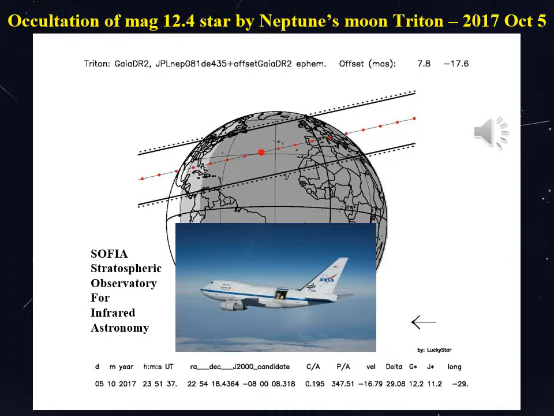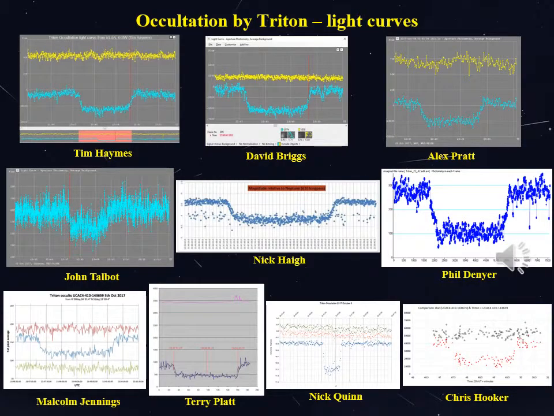The SOFIA Airborne Observatory was going to look for it, but I'm not sure how successful they were along the centre line. It's gone quiet a bit on what they did. But no worries, the back garden crew were out. And here are their light curves.